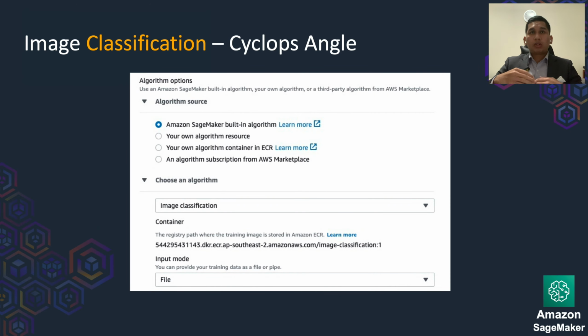To actually create the model, all you have to do is go to the AWS console and go to Amazon SageMaker. There's already a built-in SageMaker image classification algorithm that you can use. So all you have to do is tell AWS SageMaker where all the labeled training sets are.